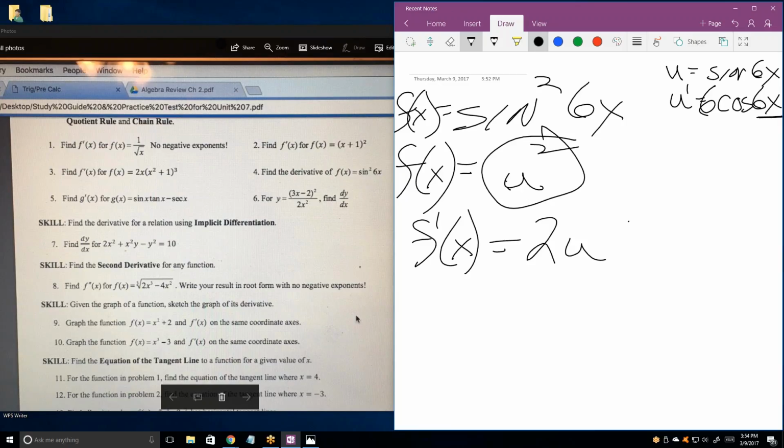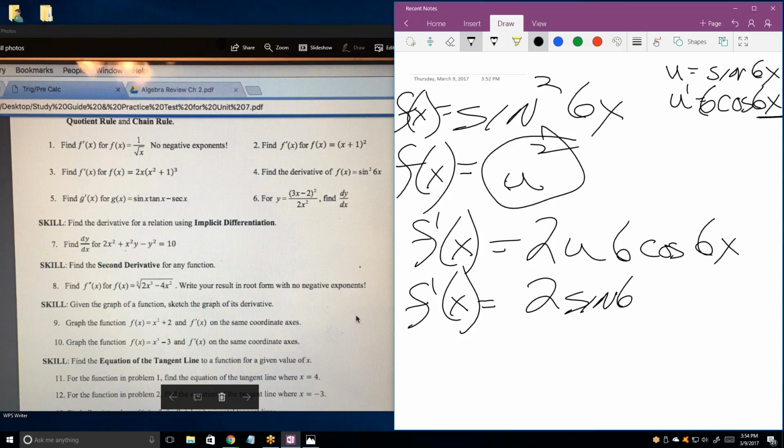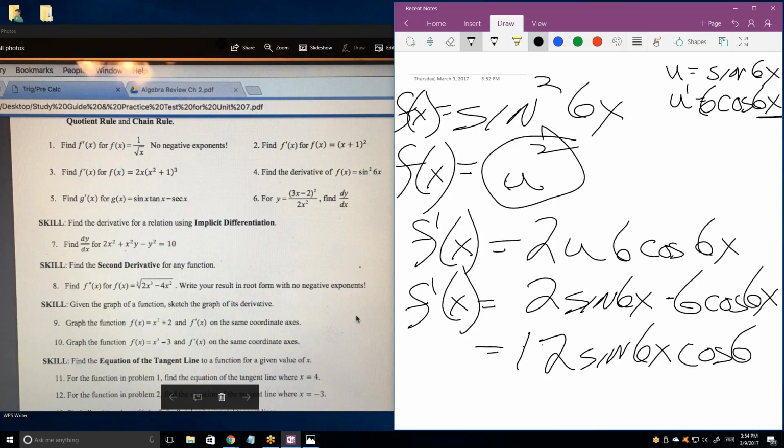So I'm going to multiply this by 6 cosine of 6x. I'm going to resubstitute back, get rid of the u. So now I have 2 sine of 6x times 6 cosine of 6x. My final answer is 12 sine 6x cosine 6x. So this was actually a double chain rule.